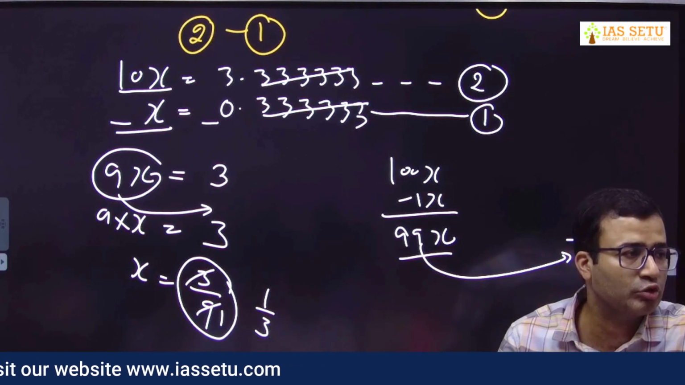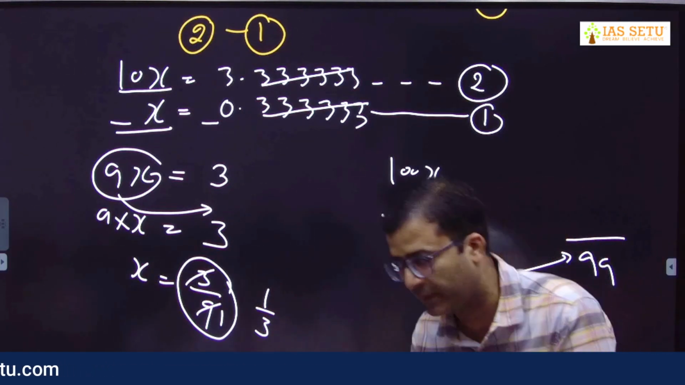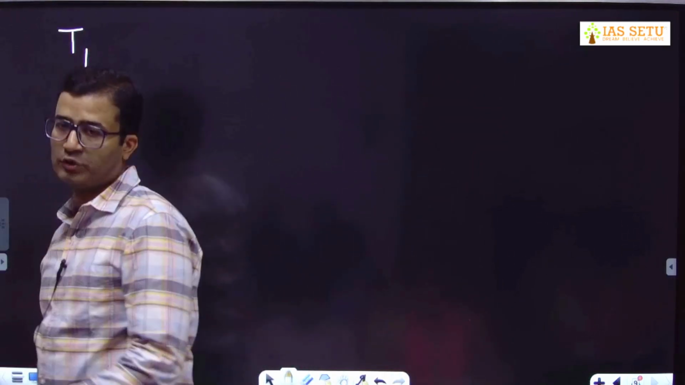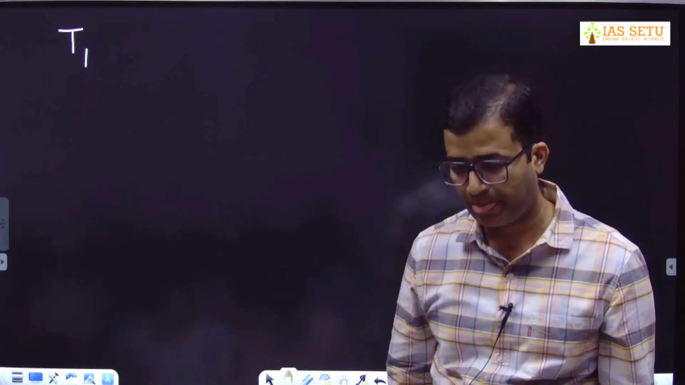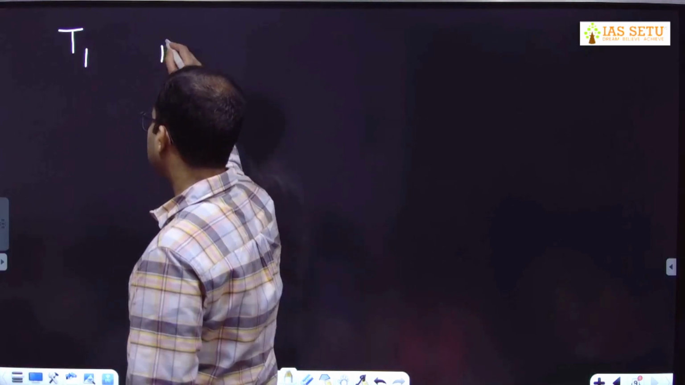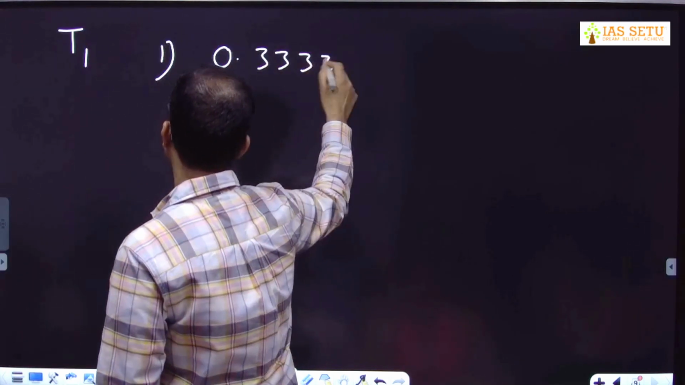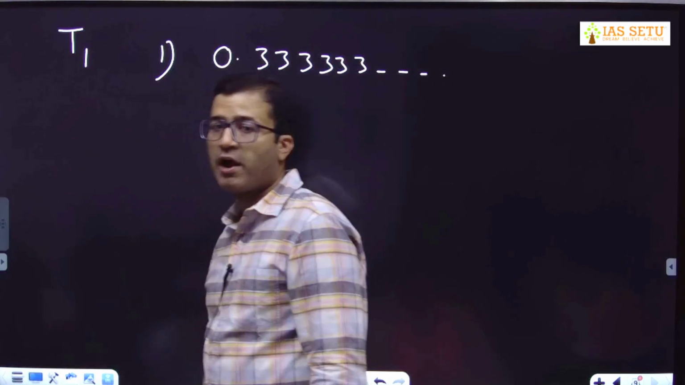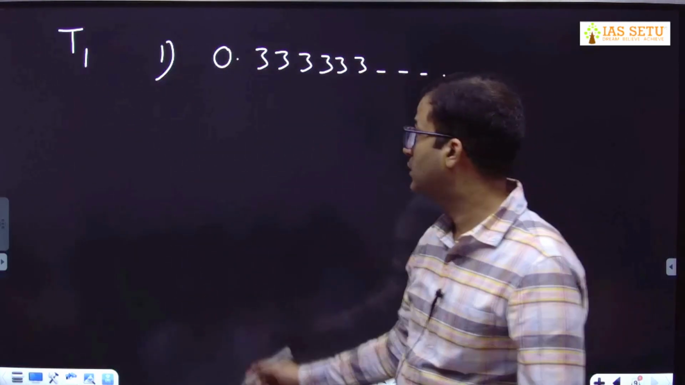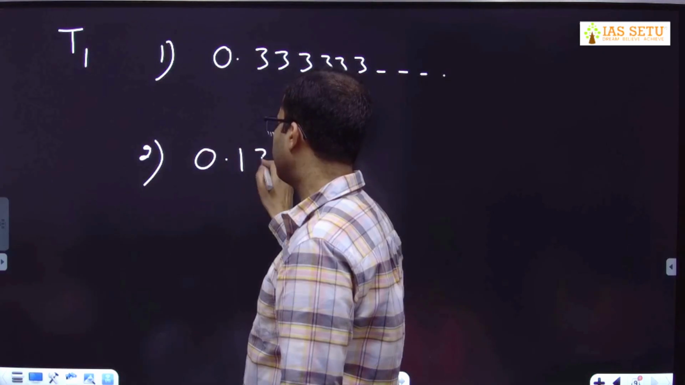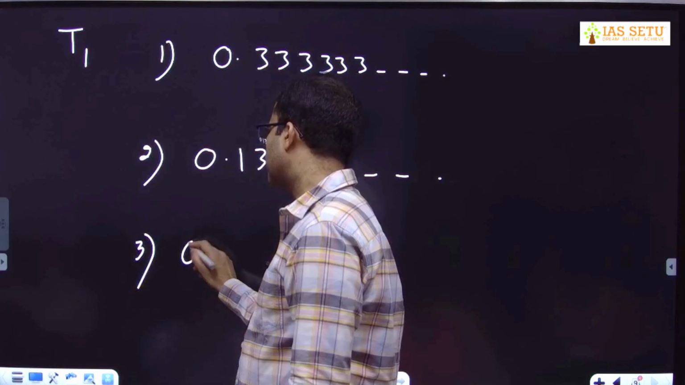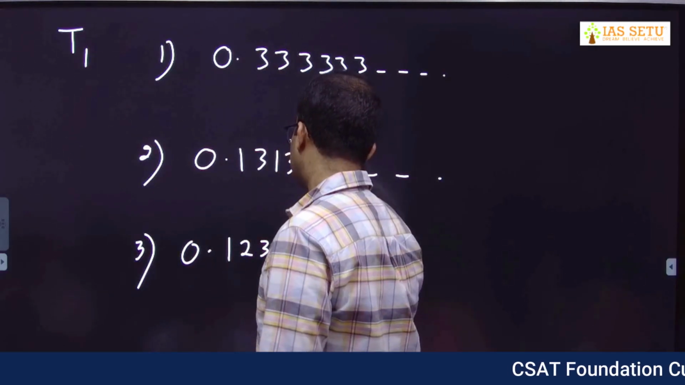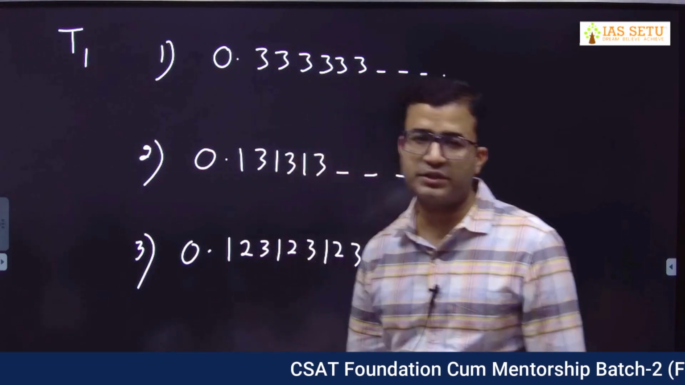Our topic is how to convert recurring decimal into fraction. That is our topic. So now what I do, I categorize questions in 3 types. And for each type, I will take minimum 3 examples so that all of you can understand. Like my question number 1 is 0.333333. We have to convert this in fraction. Question number 2 is 0.131313. We have to convert this in fraction. Question number 3, 0.123123. We have to convert this in fraction.